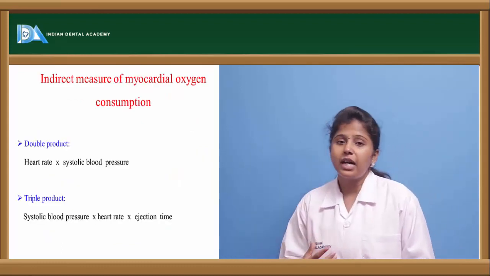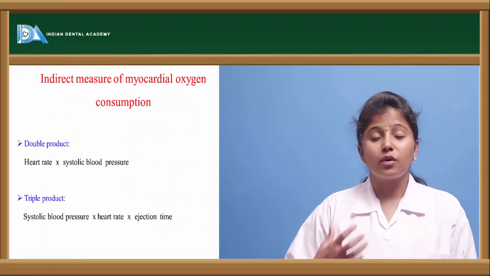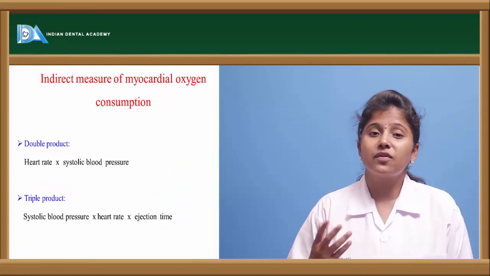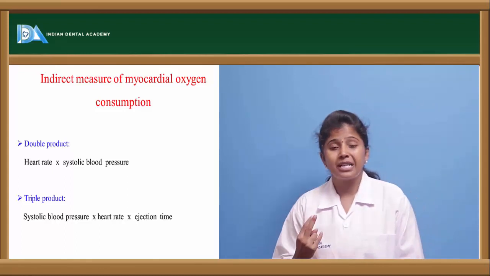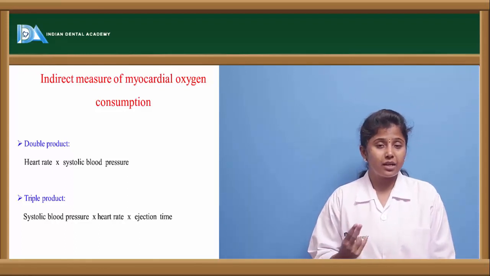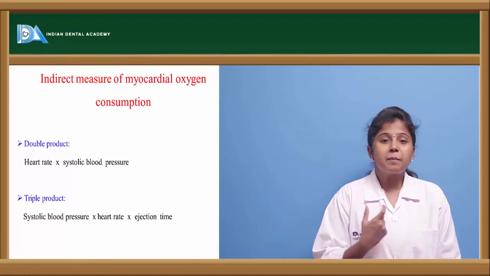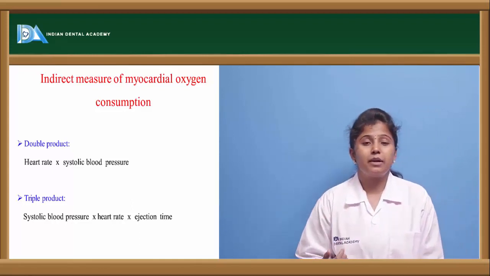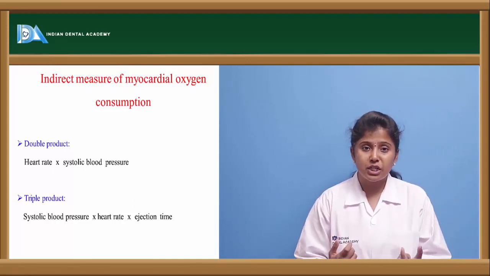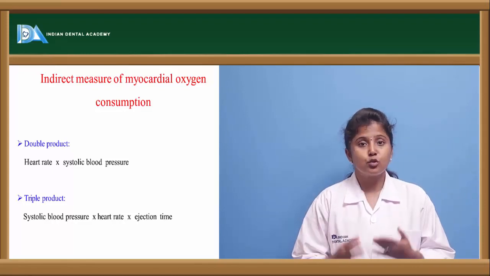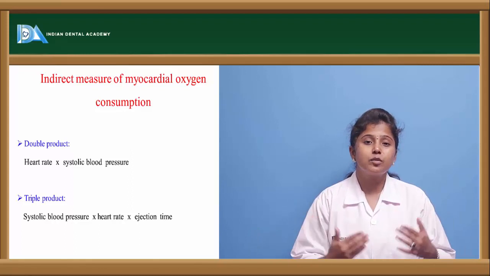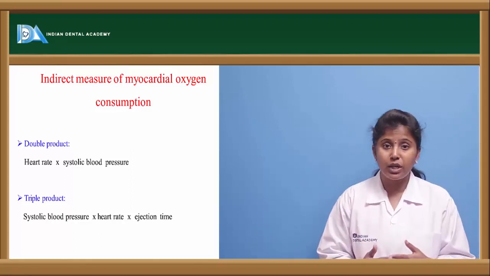How can we measure the amount of oxygen that has to be supplied to the heart? It can be measured by two products: one is the double product and the other is the triple product. If we measure the heart rate and systolic blood pressure and multiply these two, whatever result we get, that much amount of oxygen has to be supplied to the heart.